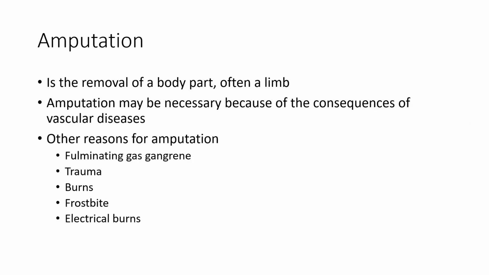So an amputation is the removal of a body part, often a limb. An amputation may be necessary for a lot of different reasons. And a lot of the reasons are usually vascular reasons, right? So right away, you're thinking of things like diabetes, like I mentioned earlier.